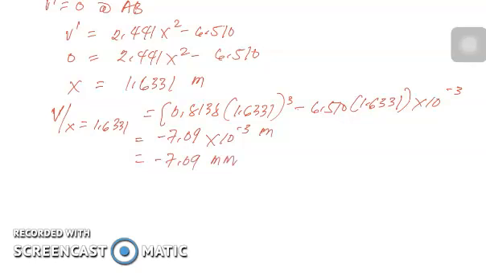So therefore, the negative sign indicates that it is a downward deflection. So the maximum deflection is equal to V at x equal to 1.6331, and that is equal to 7.09 mm, and that is downward. Now we're going to identify our largest slope. The largest slope by inspection could be identified to occur at point C.